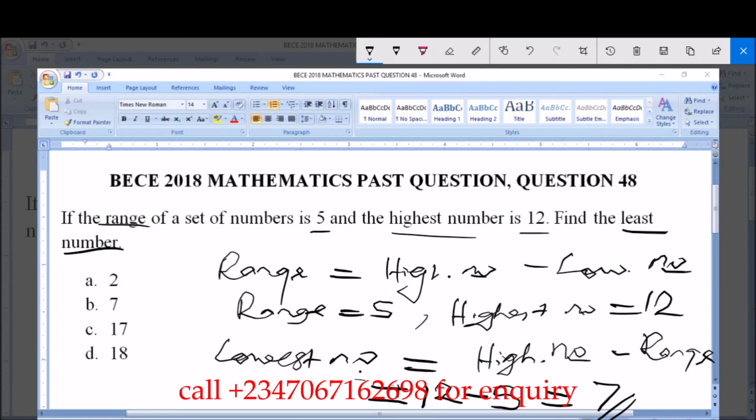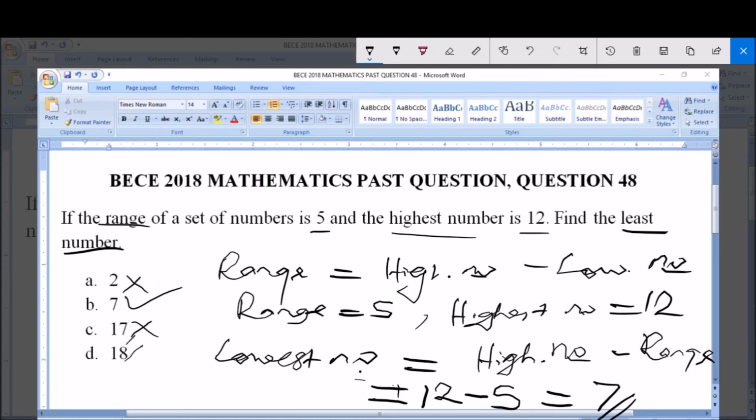From the options, A says 2, which is wrong. B says 7, which is correct. C says 17, which is wrong. And D says 18, which is wrong. So option B is the correct answer, 7. So the least number of this set of numbers is 7.